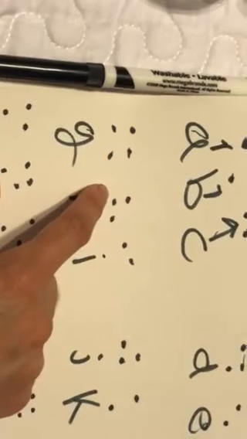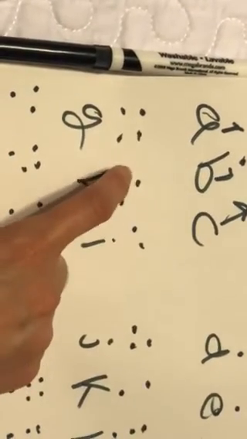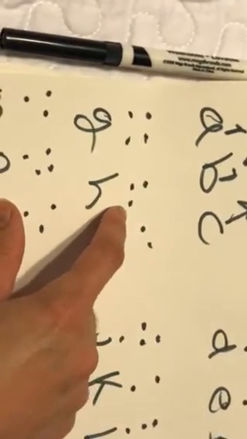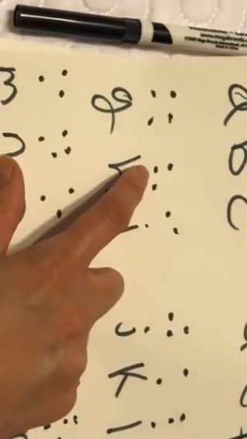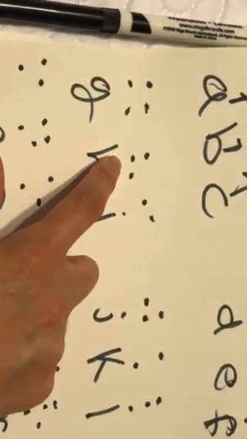H, 1, 2, and 5. Remember, it's 1, 2, 3 is not going to be used. Then you go on the top, 4, 5, and 6. So we know H is only used with 1, 2, and 5.